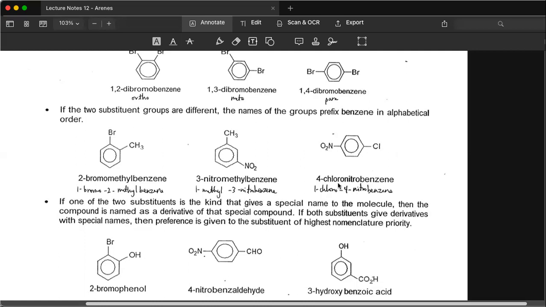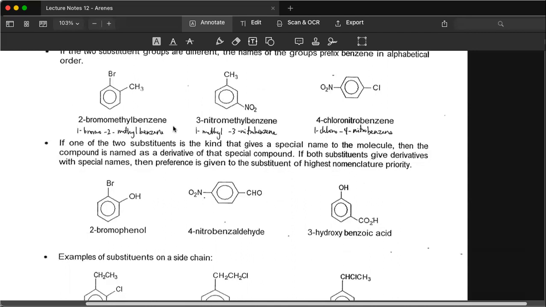That is also fine. We call this 1-chloro-4-nitrobenzene or 4-chloro-nitrobenzene. If one of the two substituents is the kind that gives a special name to the molecule, then the compound is named as a derivative of that special compound. If both substituents give derivatives with special names, the preference is given to the substituent of the highest nomenclature priority.